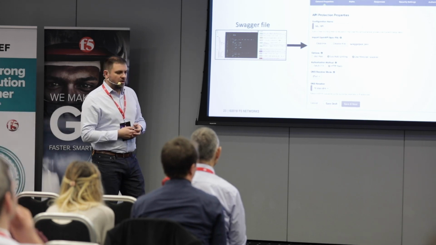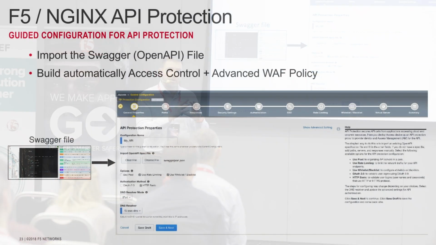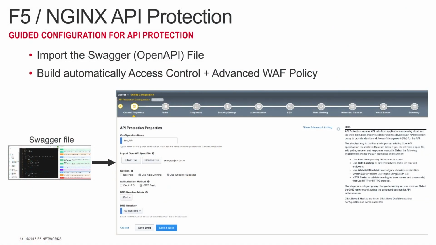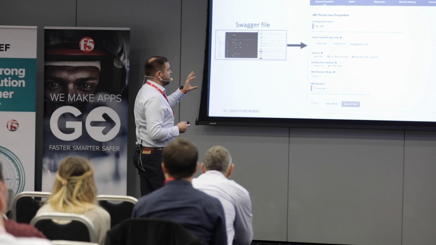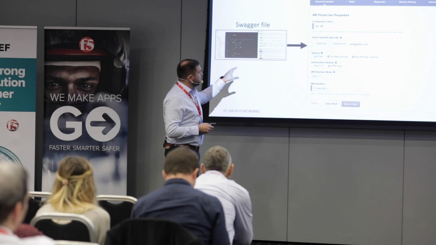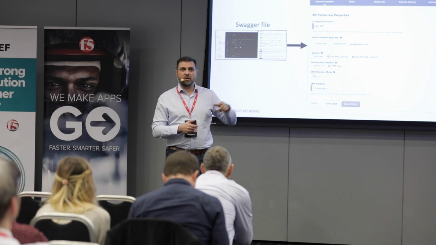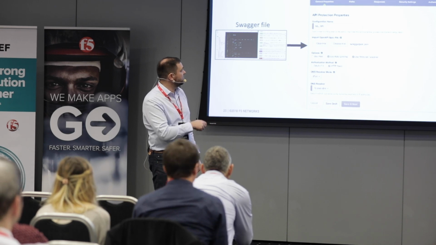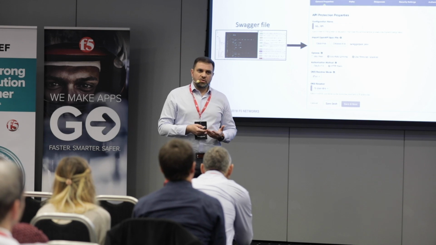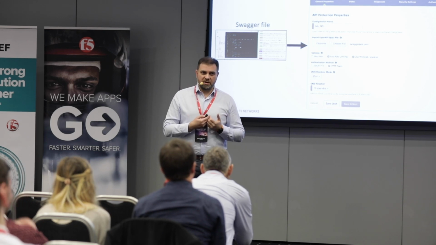On BIG-IP, right now I will only talk about BIG-IP, you can use the guided configuration, and in the guided configuration there is one part which will build an API security profile for you. The beauty of this API security profile is that during the process of creating the content layer security, the Advanced WAF policy and also the access policy, it will ask you to import the Swagger file.